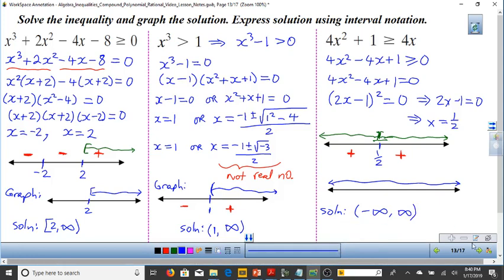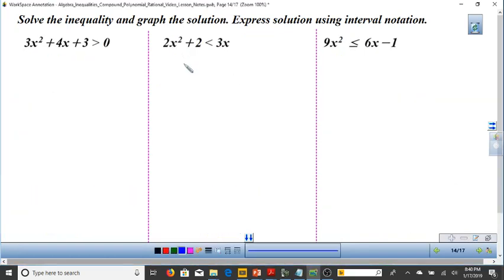Now let's go on to another example. Another example here is 3x squared plus 4x plus 3 is greater than 0. It's already in the form that we want, so we try to solve it. We solve the corresponding equation, 3x squared plus 4x plus 3 equal to 0, and this is to get markers.